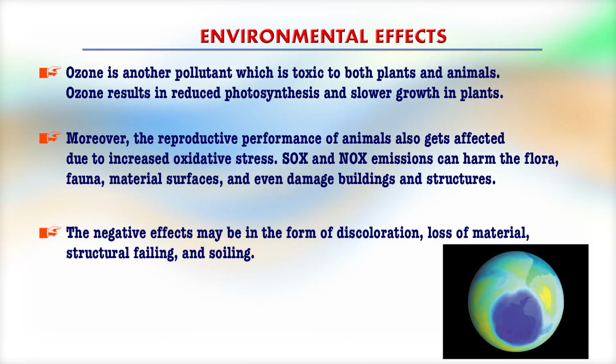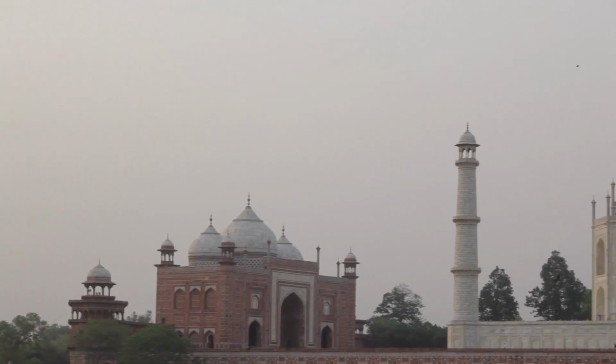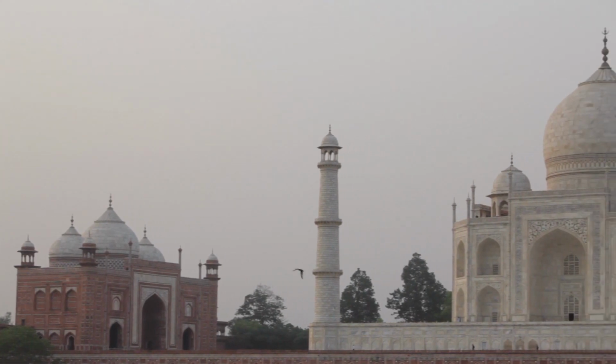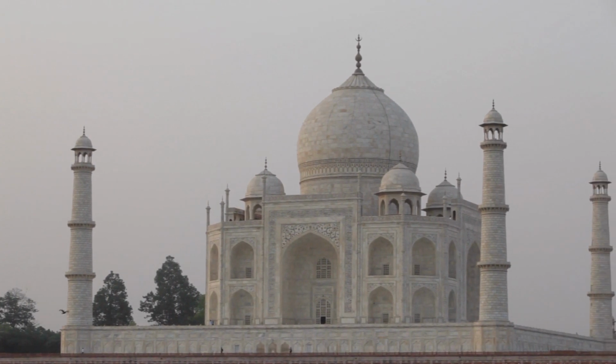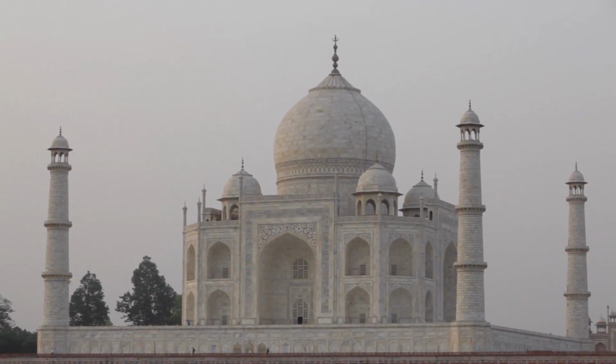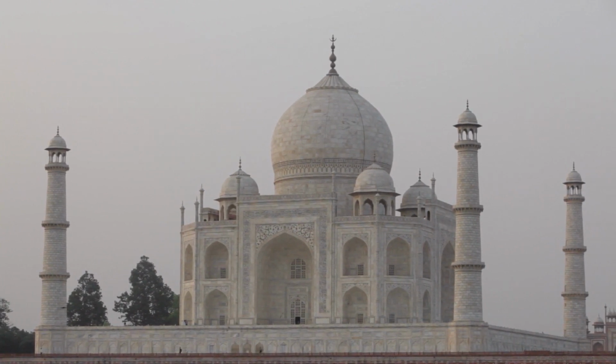The negative effects may be in the form of discoloration and loss of materials, structural failing, and also soiling. This can reduce the service life of buildings and can also severely damage historical monuments and structures. One such example is the Indian white marble Taj Mahal. We proudly speak about the Taj Mahal, which is turning yellow because it is being continuously exposed to sulfur oxide emissions from industries and also acid rain.